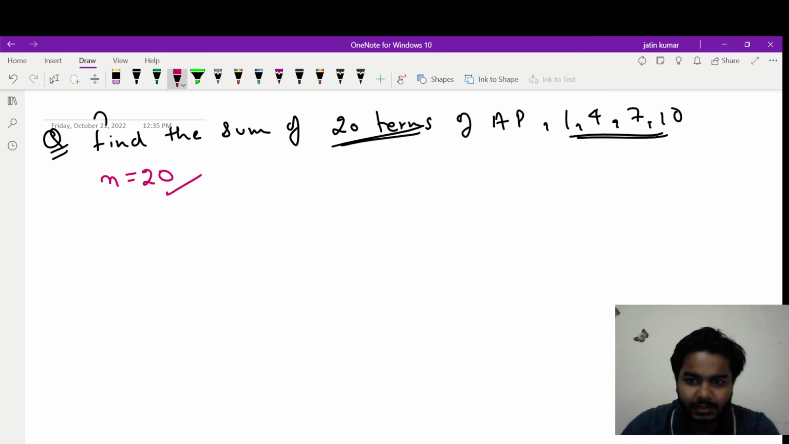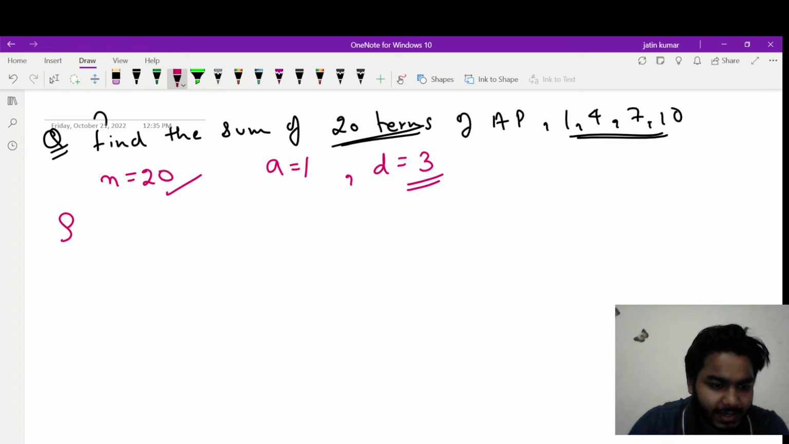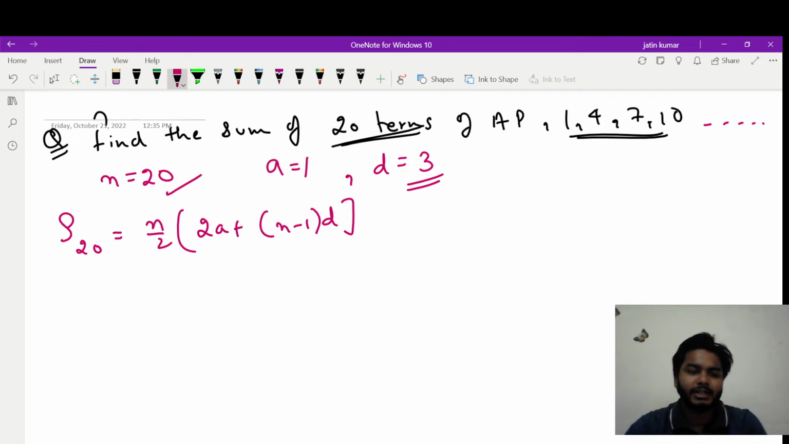So we are given the value of n, we are given the AP also. So in the AP, first we will write the value of a is 1 and d is 4 minus 1, that is 3, okay. Now you will apply the formula, simple. S20 you will write, because Sn, and n is 20. So n by 2 into 2a plus (n minus 1) into d in the AP, okay. Simply put the values and find the answer.